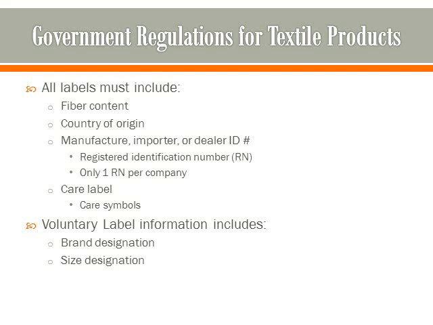Labels must include fiber content, country of origin, the manufacturer, importer, or dealer ID number, and that is called the registered identification number, which will be abbreviated on the label as RN. It'll be the RN number. There's only one RN number per company. And then the label must include care symbols. So it has to have a care label that talks about washing and laundering.